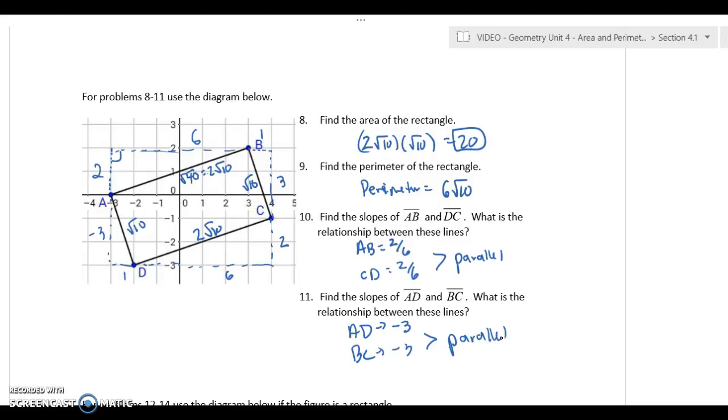So again, we looked at how do we find the area of a rectangle and also a square and the perimeter, making sure where appropriate we include units, and also looking at rectangles in the coordinate plane.